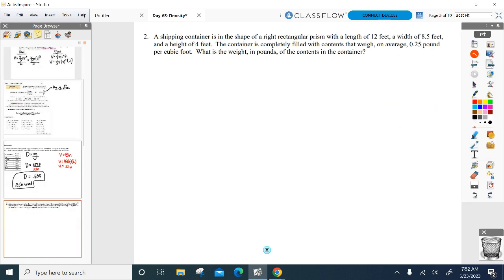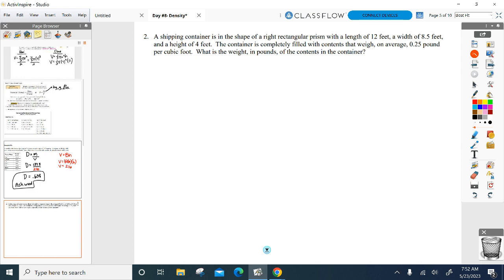Here we go. Shipping container. It's a right rectangular prism, 12 feet. Yep. Width. Yep. Height. We got it. Completely filled with contents that weigh on average 0.25 pounds per cubic foot. What's the weight of this container?